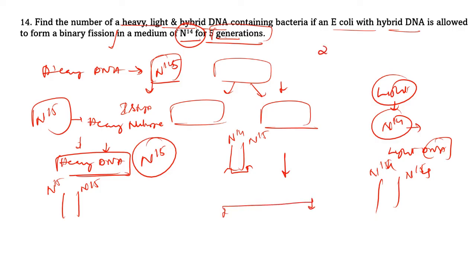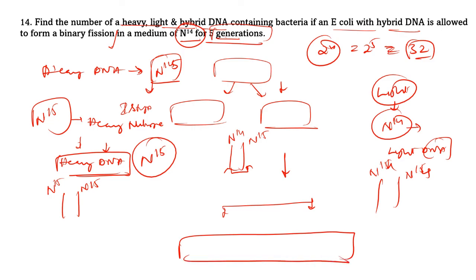So it is simply 2 power n. So it is 2 power 5, which is equal to 32. So in total there will be 32 DNAs formed at the end of the cycle. Out of this, it's logically very simple to know how many will be hybrid, how many will be light and how many will be heavy. So I will just show you the first cycle.